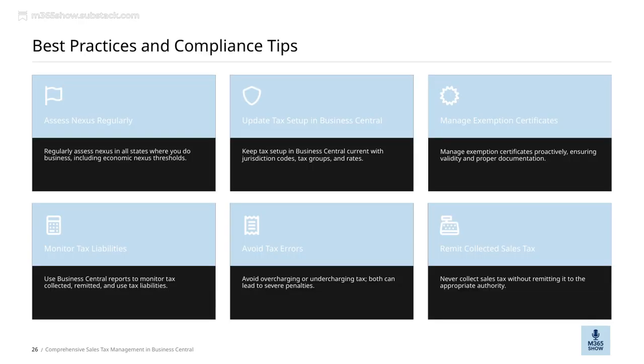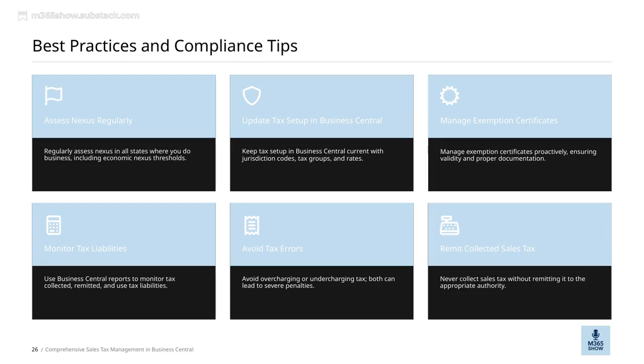Let's talk about some best practices and compliance tips for managing sales tax effectively in Business Central. First, it's crucial to avoid overcharging or undercharging tax. Both mistakes can lead to serious penalties, so accuracy is key. Next, keeping your tax setup up to date is essential. This means regularly reviewing jurisdiction codes, tax groups, and rates to reflect current regulations. Using Business Central reports can help you monitor the tax you've collected, what you've remitted, and any tax liabilities that might be outstanding. This helps ensure everything is accounted for correctly.